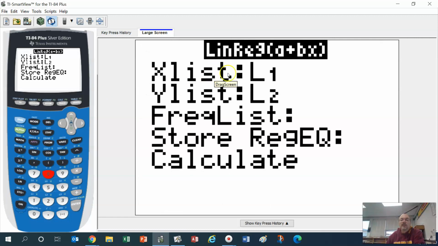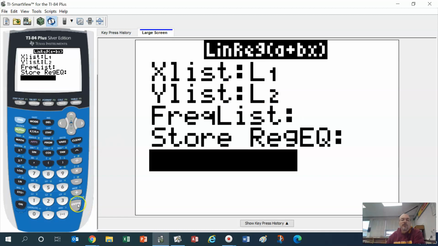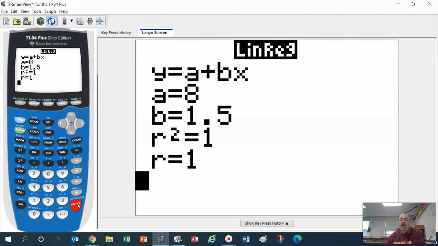My explanatory is in list one. My response is in list two. I'm going to go ahead and calculate. Now, if you end up with an error message, that means you typed something in wrong. So here we are, ladies and gentlemen. Here is my equation. Here's the 8 that goes for a, and here's b, 1.5. And then remember that fourth one, that's our correlation. That should be a 1 because it's exactly linear. You can't get any stronger than that because the number of toppings 100% explains the price of the pizza.